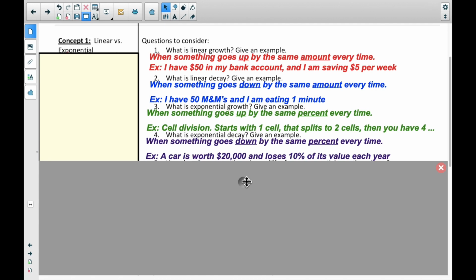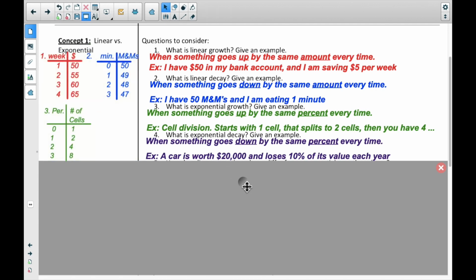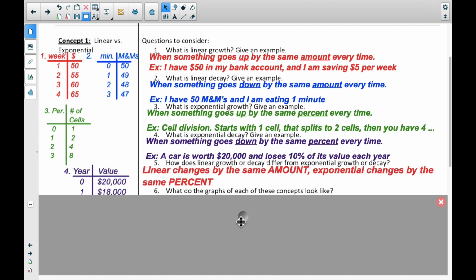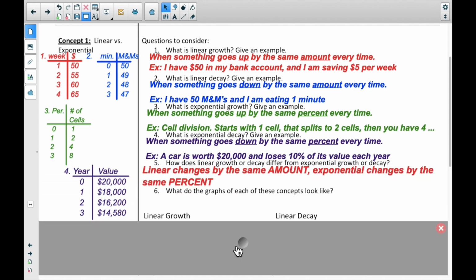I do want to take a second over on the margin. You don't have to write all these down that I'm showing over here, but I want to show you the tables of what those instances would look like. And I guess before we get to that, we can talk about number 5. Number 5 is that the difference is linear changes by the same amount every time, but exponential changes by the same percent every time. And so, like I said, the tables, I kind of went over some of these verbally, but numbers 1 and 2, those were linear. It's going up by 5 every time. Number 2, it's linear. It's going down by 1 every time.